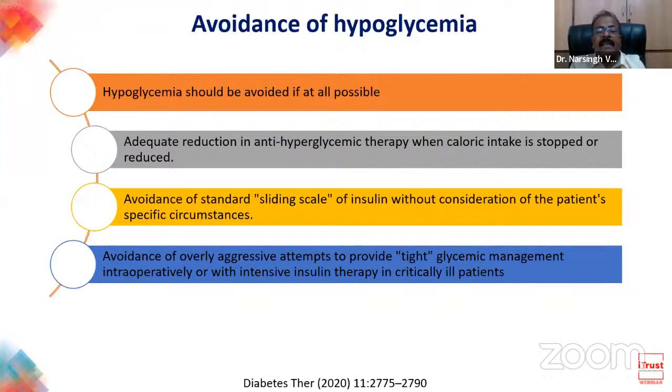The avoidance of hypoglycemia is a must. Hypoglycemia should be avoided if at all possible, with adequate reduction in anti-hyperglycemic therapy when caloric intake is stopped or reduced. We have to be very, very careful. Avoid the standard sliding scale. This is very, very important. This should not be done. Also avoid overly aggressive attempts to provide tight glycemic control, or very tight glycemic control, which is not warranted. Next one, please.